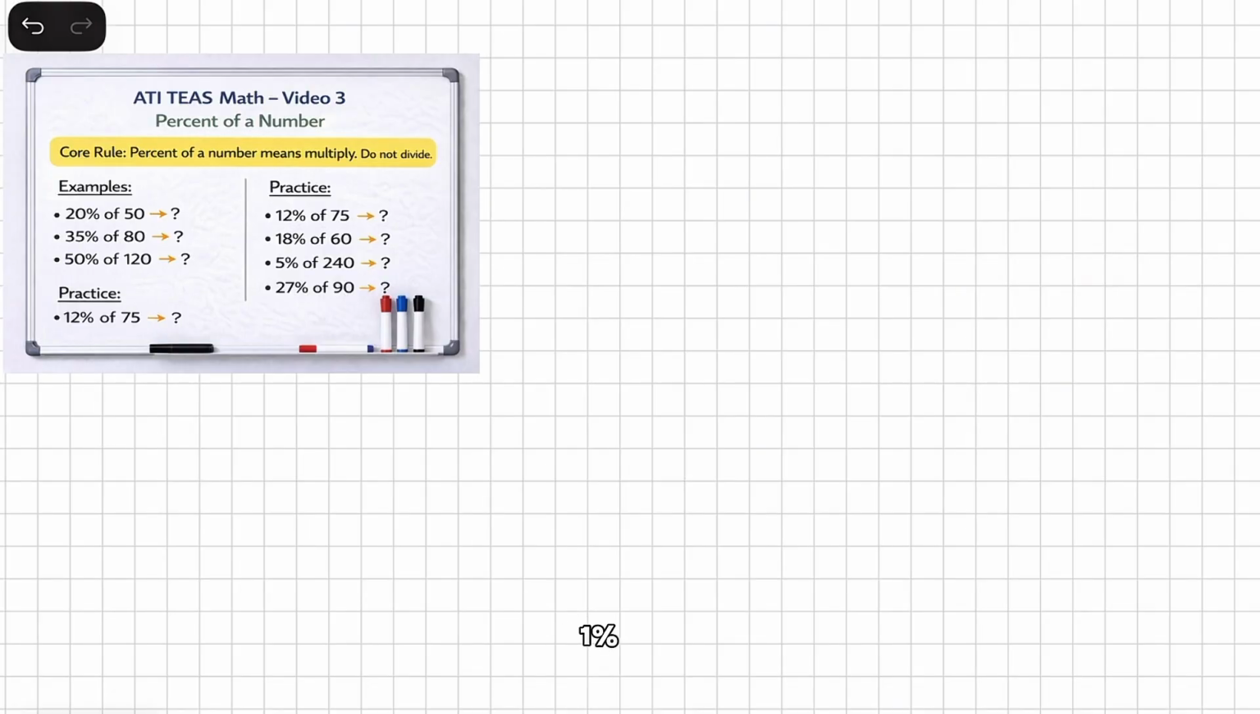To look for a percent of a number, multiply the percentage that they have given you with the number, right? And remember, in mathematics, of is equal to multiplication.